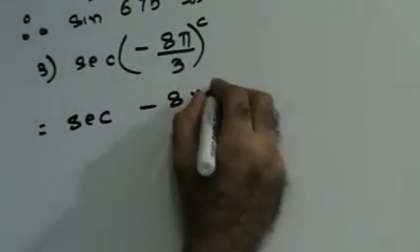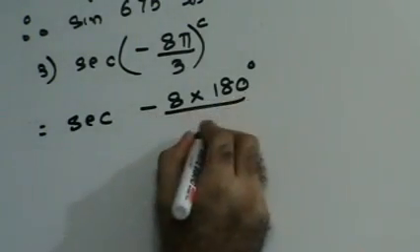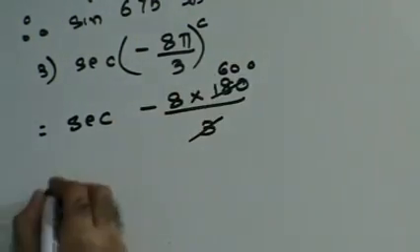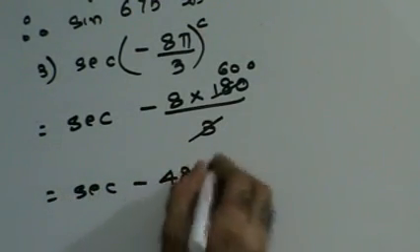Substitute the value of pi as 180 degree. When you want to convert from radians to degree, substitute the value of pi as 180 degree upon 3. This is 60. So this is sine minus 6 8 are 48, 480 degrees.